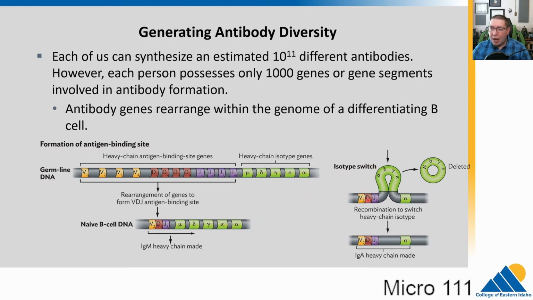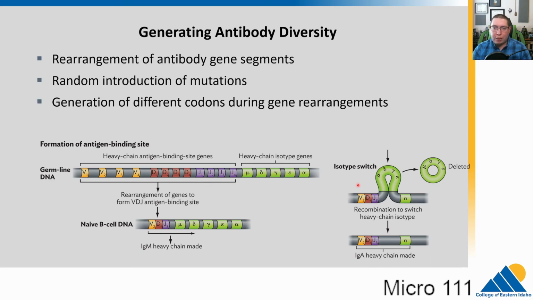And when it switches isotype, it actually cuts out the extra bits. So this is going to make IgA here. If we had this one with gamma, it would be IgG. So this is kind of mind blown, right? Like, weird things are happening here. But through this process of rearrangement of antibody gene segments and a higher random mutation rate, and some other clever tricks, we can make unique B cells that can recognize all these different antigens.